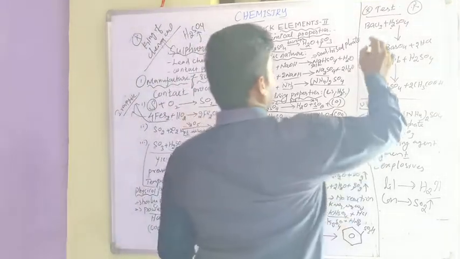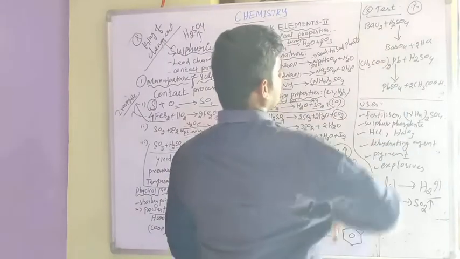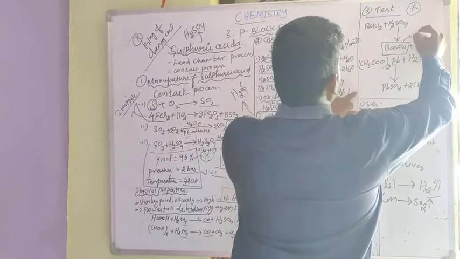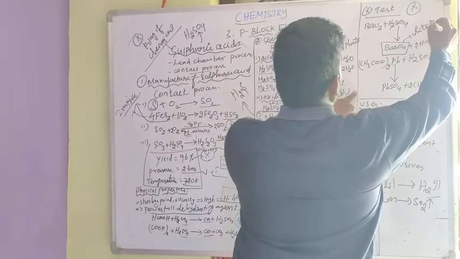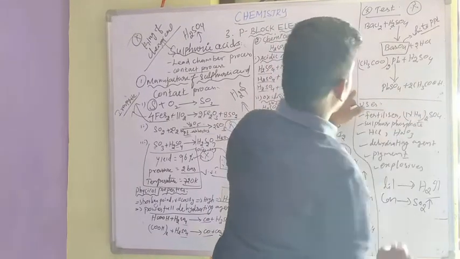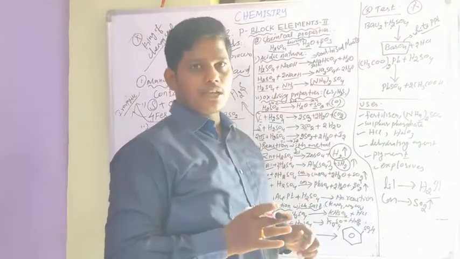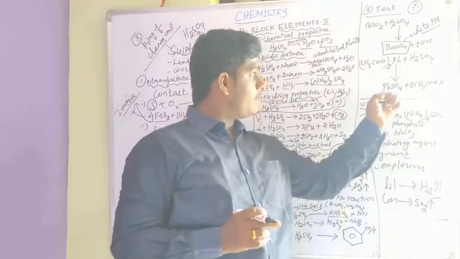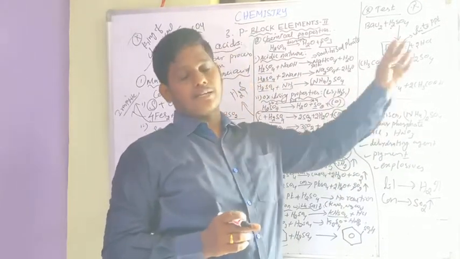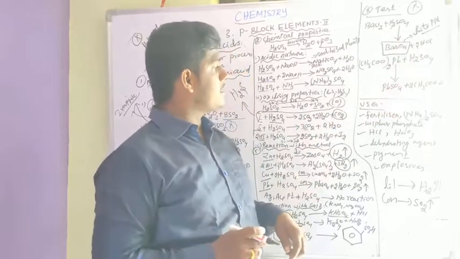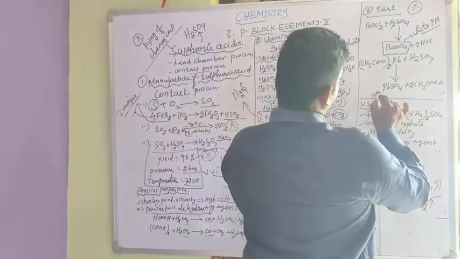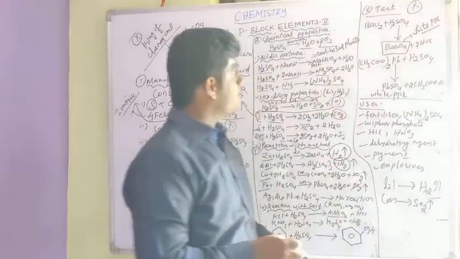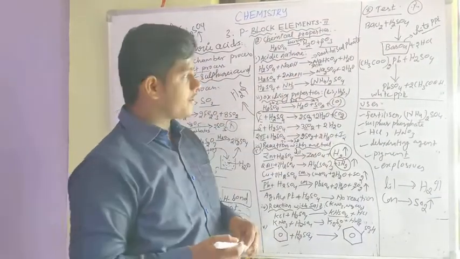A metal chloride like barium chloride reacts with sulfuric acid to form barium sulfate, a white precipitate, so sulfuric acid is identified. Also lead acetate reacts with sulfuric acid to form lead sulfate, which is also a white precipitate. These are the most important tests for sulfuric acid.